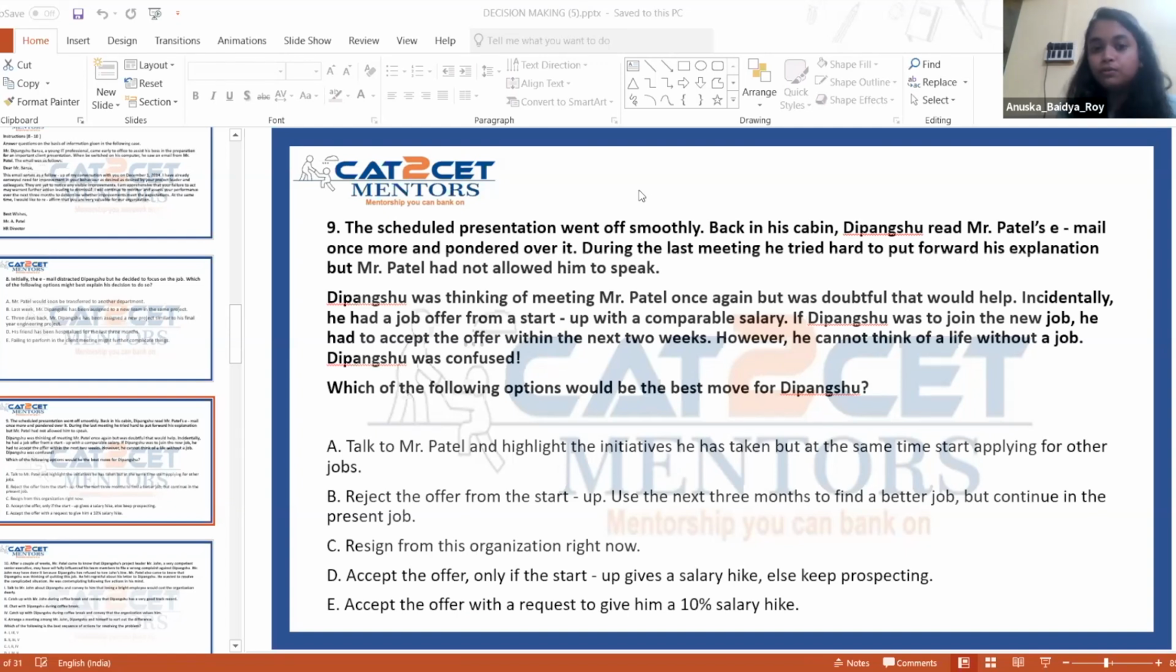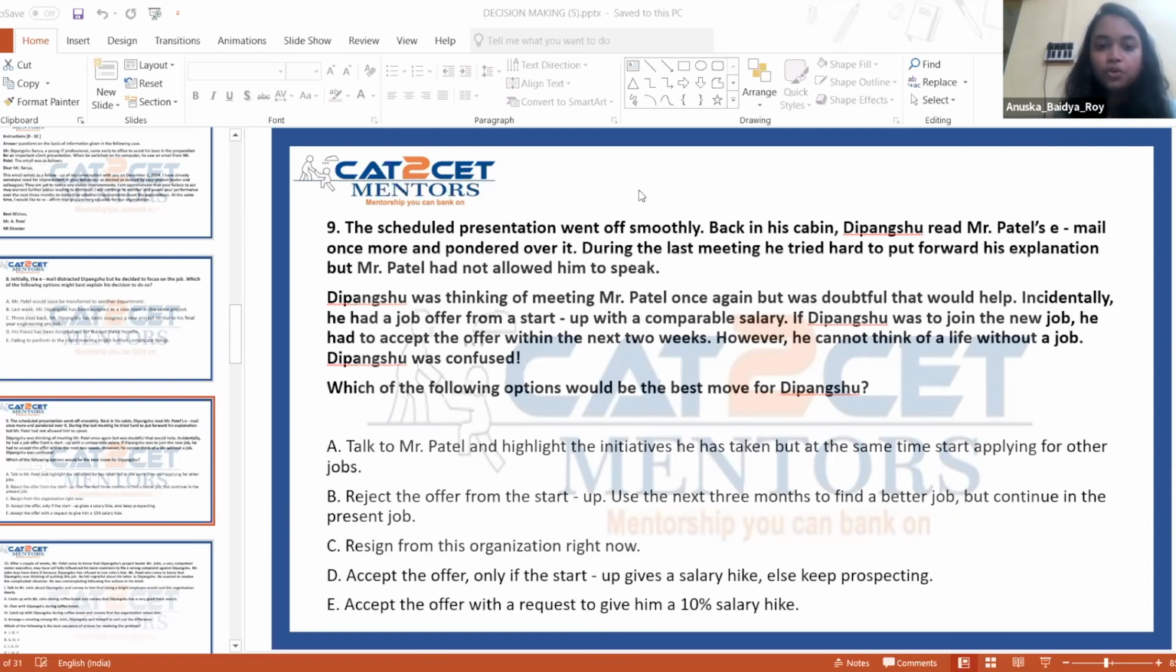So Dipanshu was confused. Now, which of the following options would be the best move for Dipanshu? So for whom? For Dipanshu. Okay. We start with option A. Talk to Mr. Patel and highlight the initiatives he has taken, but at the same time, start applying for other jobs. Okay. So is this the best move for this guy who is already not valued in the organization, has already spoken to the HR once, and has seen that it's of no use? The HR is not listening to this person. So is this the best possible option for Dipanshu? Maybe not. We have to look at the other options.